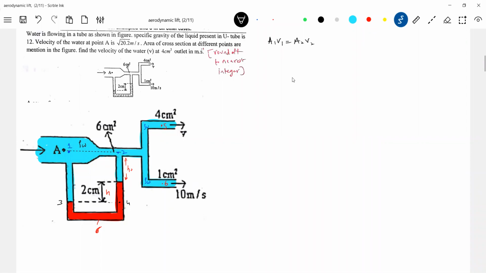Fine. We don't know A1 V1. We know only A2. A2 is how much? 6 centimeters square. We'll write the data. Next, again an equation: A2 V2 should be equal to the sum of A5 V5 plus A6 V6. We know A6 V6, and we know A5. So A5 is how much?